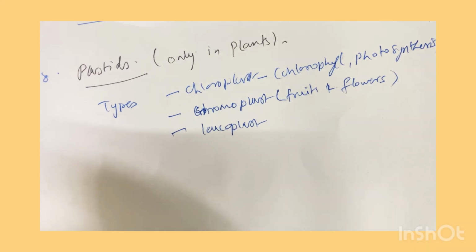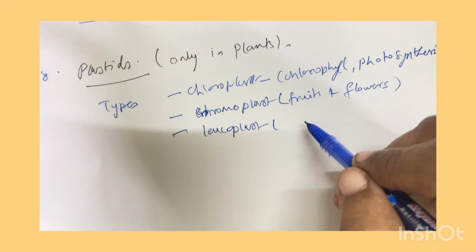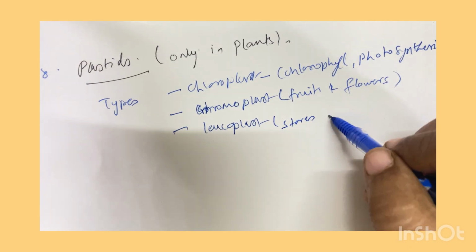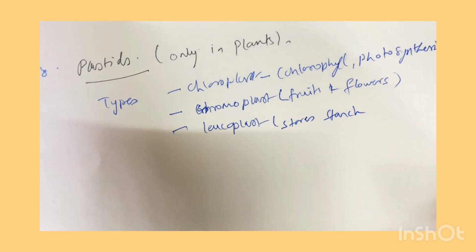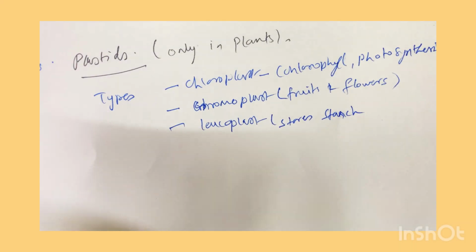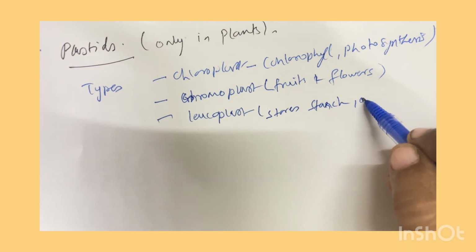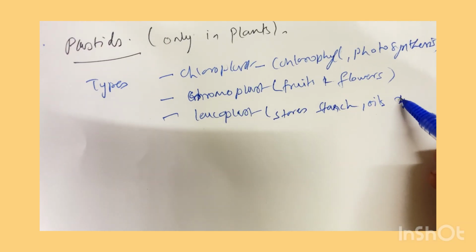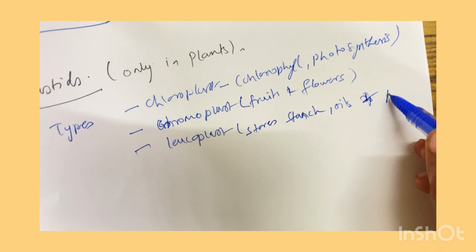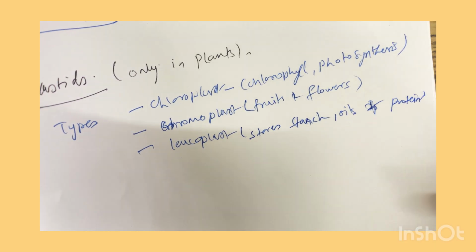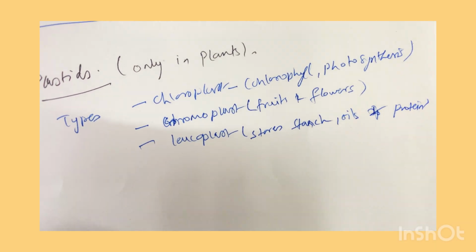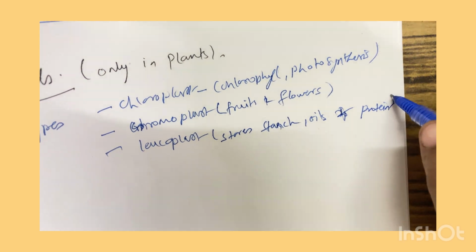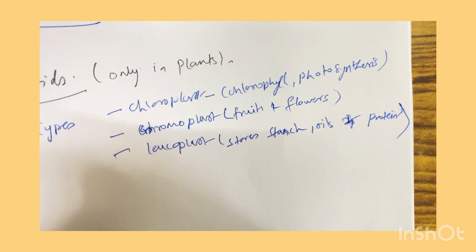And then the leucoplast. Leucoplast basically is the storage organelle for starch, oils and protein. So leucoplast helps in the storage of starch, oils and proteins. I hope it's clear, students.